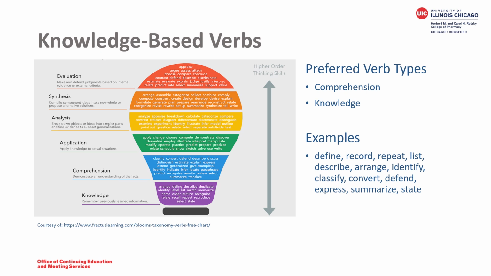These are knowledge-based verbs. This is a slide that really identifies the higher order thinking skills. So what we're talking about with our knowledge-based verbs is knowledge and comprehension. We're not looking at application, analysis, evaluation, that higher order thinking skills. So examples of knowledge-based verbs would be things like define, describe, classify, state.